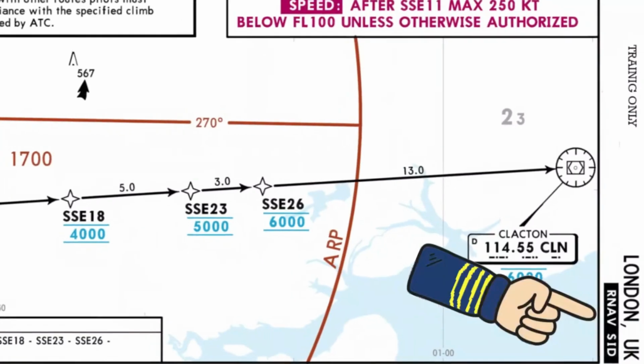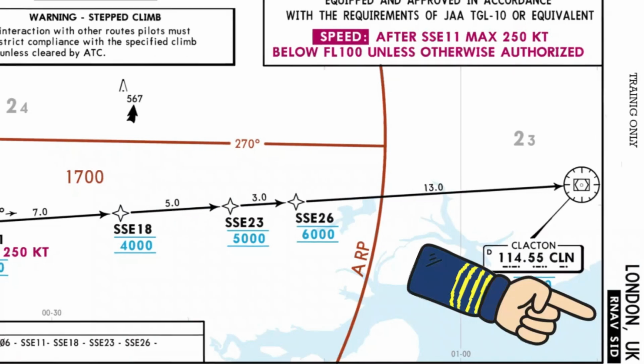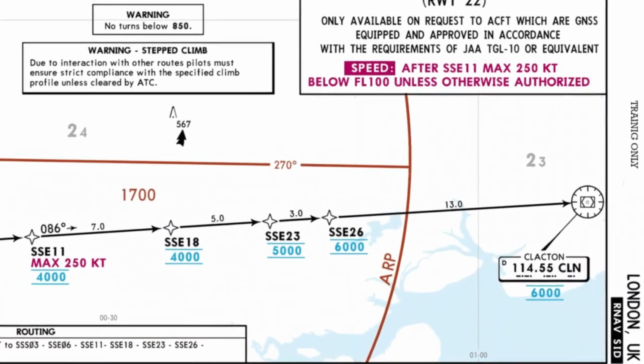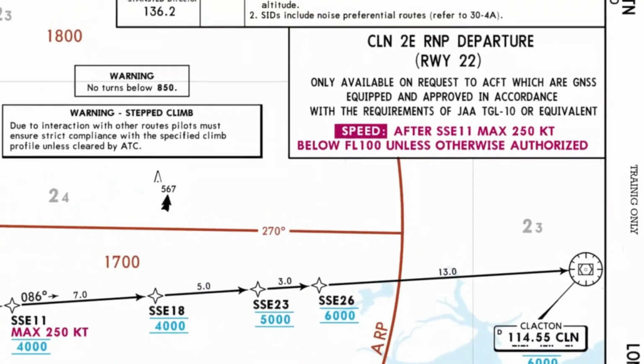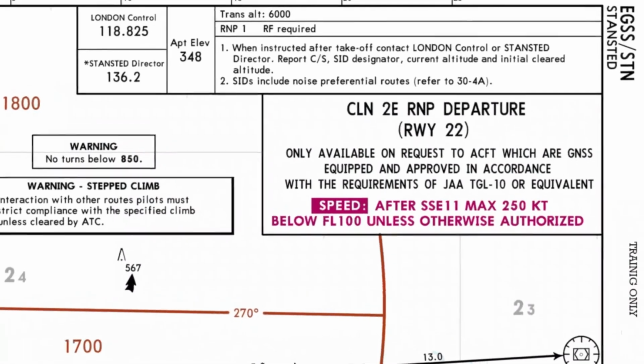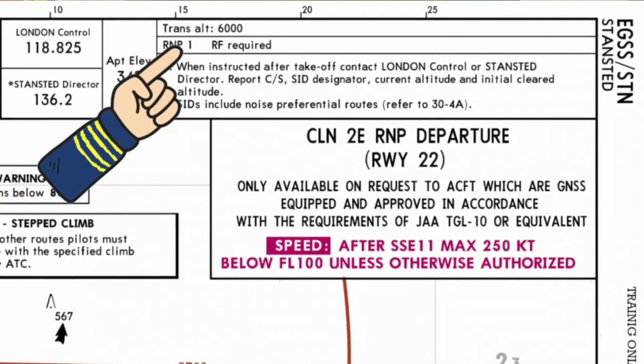Let's take another example again. In this case, we are in London and we're looking at the Clapton 2 Echo departure. Once again, RNAV SID, perfect, as depicted in the black box. But if I go reading in the notes, it's an RNP 1 SID with radius to fix required.